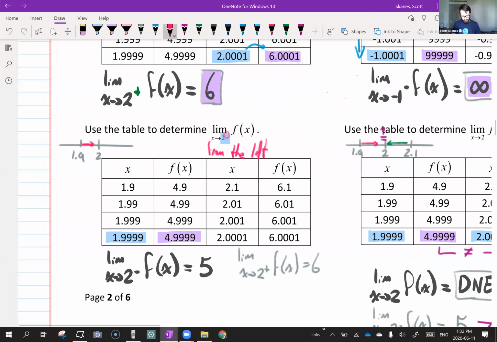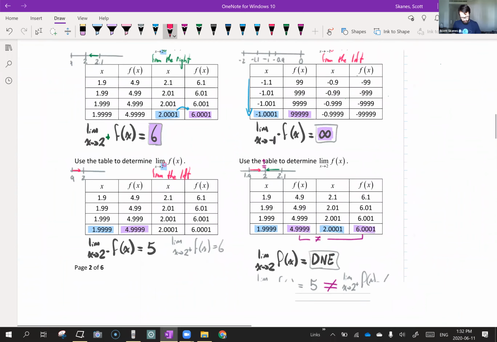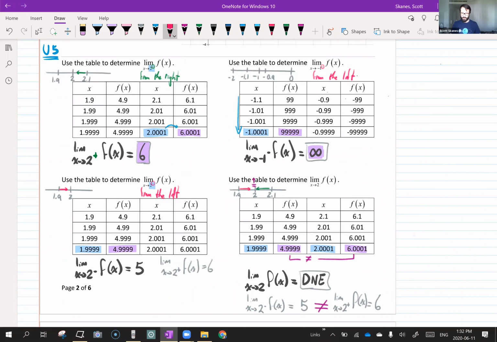So now let's look at them all and see if we can appreciate what's going on here. From the right, 6. From the left, infinity. The limit from the right of -1 of this function would be negative infinity. The third one, 5. The fourth one does not exist because of the big difference here.